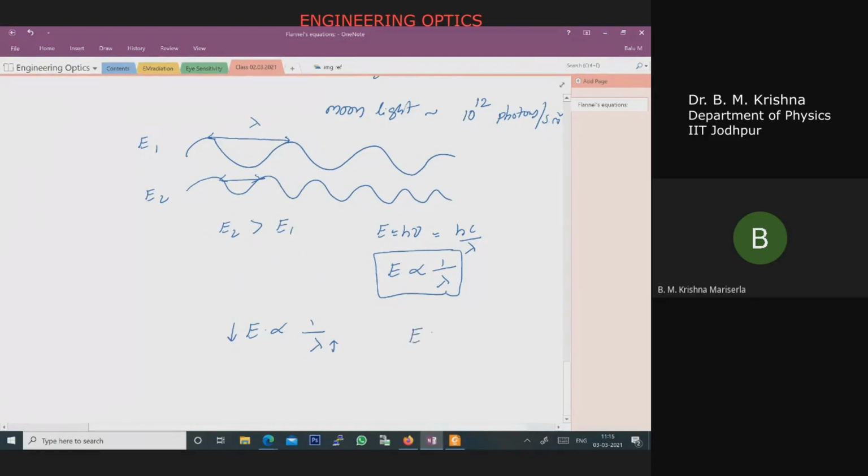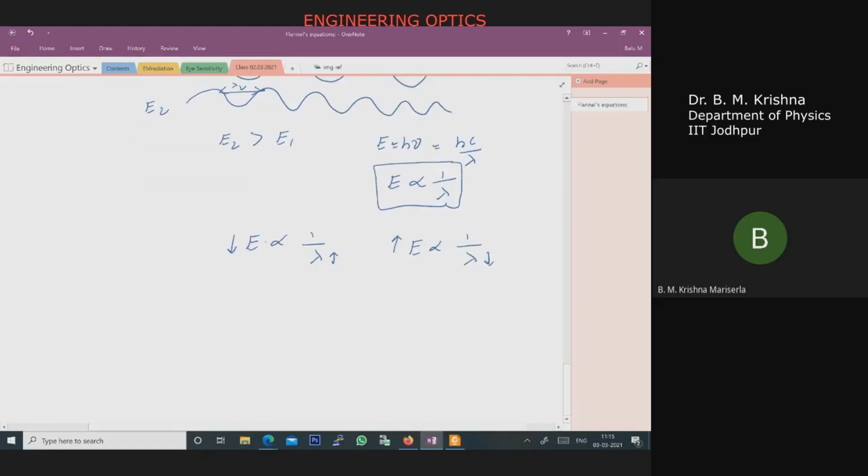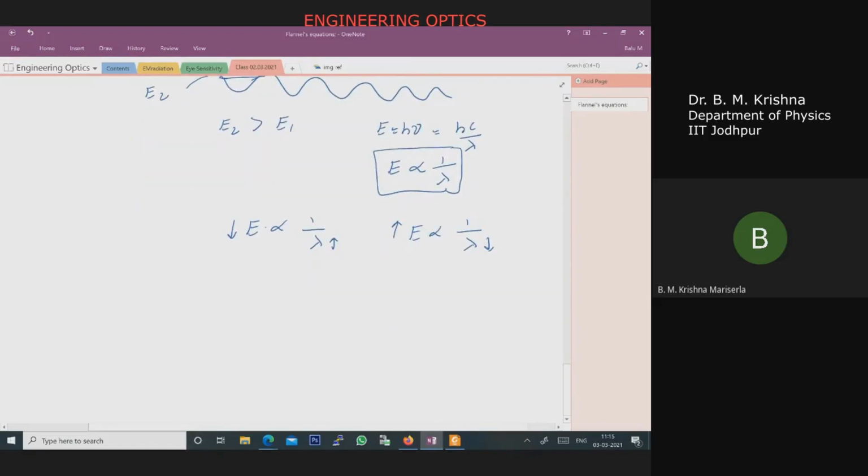If your lambda decreases, E increases. In a similar way, you can see here that lambda 1 is higher, that is E1, and here your lambda 2 is shorter, so then your E2 is higher.